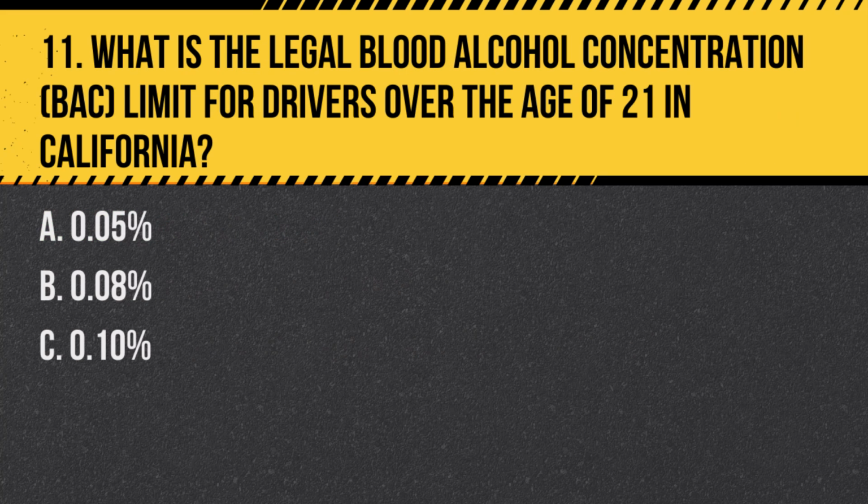Question 11. What is the legal blood alcohol concentration limit for drivers over the age of 21 in California? A. 0.5%. B. 0.8%. C. 0.10%. Answer. B. 0.8%. The legal blood alcohol concentration.